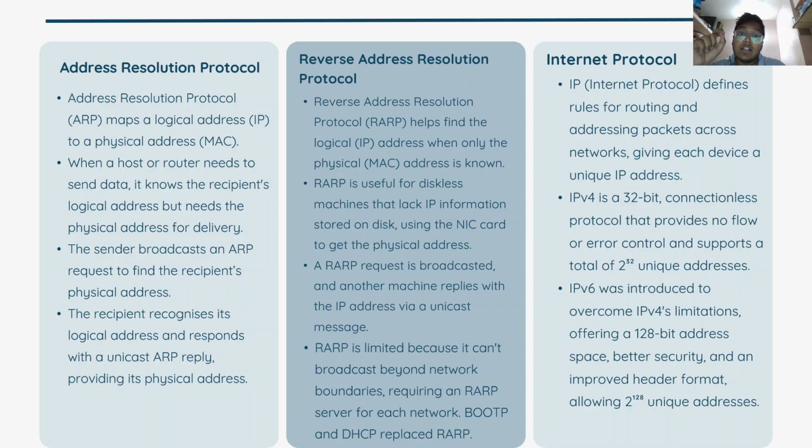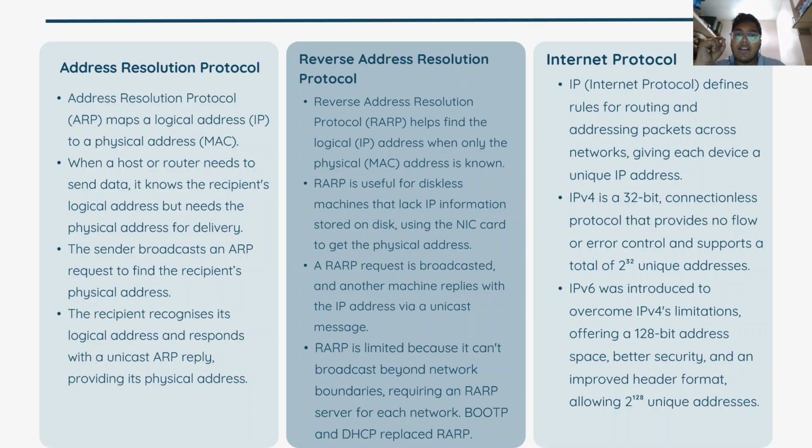But when we are talking about reverse ARP, it helps us find the logical address when only the physical address is known. Here it was opposite; in ARP we knew the logical address and wanted to find the physical. In RARP we know the physical address, and we have to find the logical. So RARP is useful for diskless machines, like machines that lack IP information stored on disk, like a hard disk. So they use the NIC card to get the physical address.